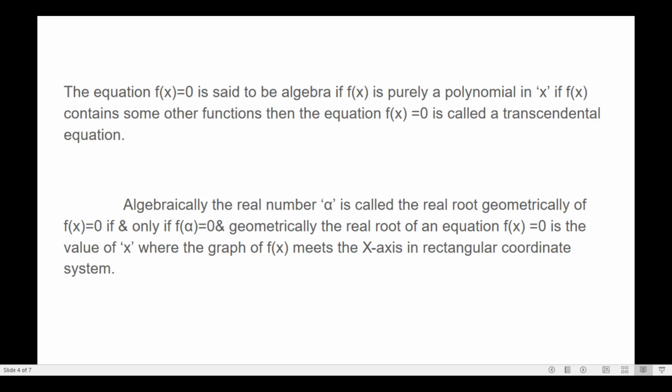Suppose f of x equals 0 is a polynomial equation. To locate the roots of an equation, we have to find the intervals in which the real roots of f of x equals 0 lie. Based on continuation of sign, we can get the nature of roots.